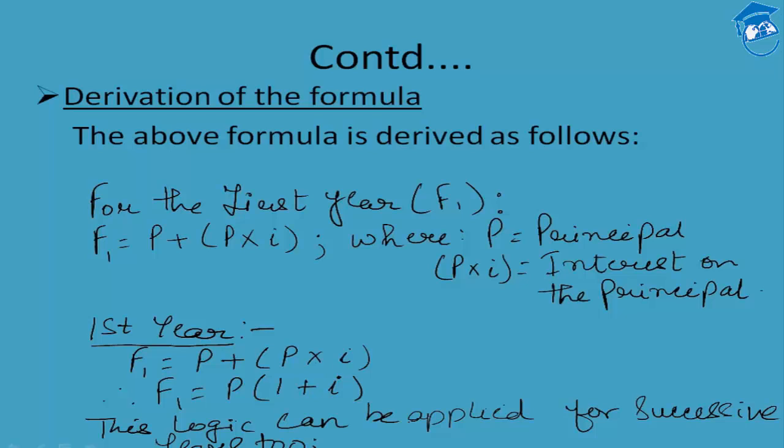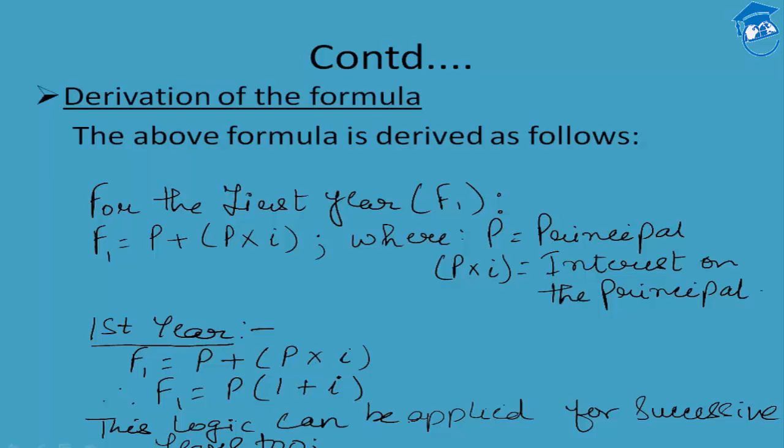For the first year, listen to me carefully, students, I'm repeating myself once again. P was my original principal and PI was the interest which we earned on the existing principal. So at the end of the first year, our total cash receipt was shown in the form of a formula: F1 is equal to P plus P into I, or P plus PI. P plus PI is the total receipt which you got at the end of the first year. In terms of the numerical value, P plus PI eventually becomes 110 USD, which was 100 plus 10% of 100.